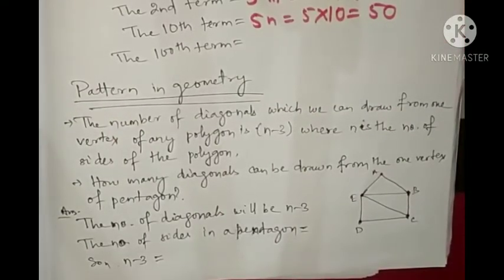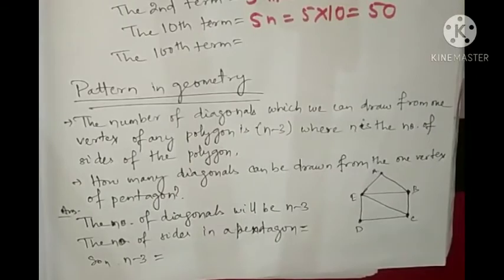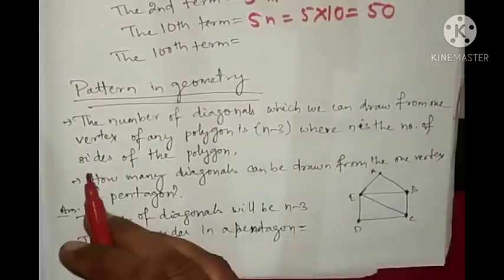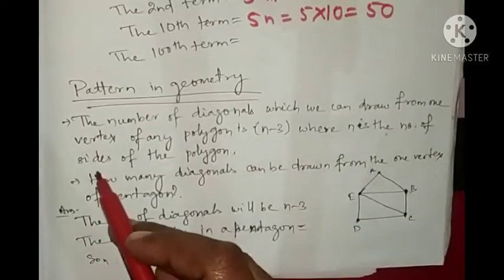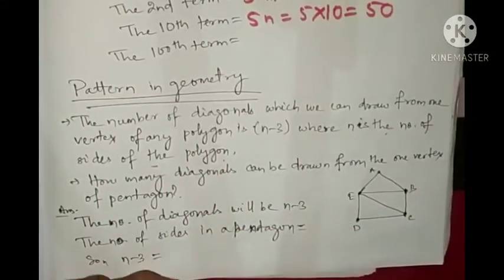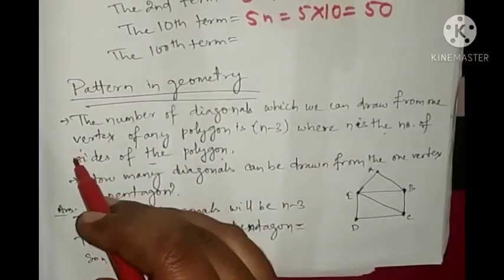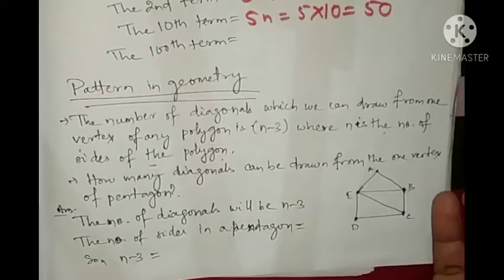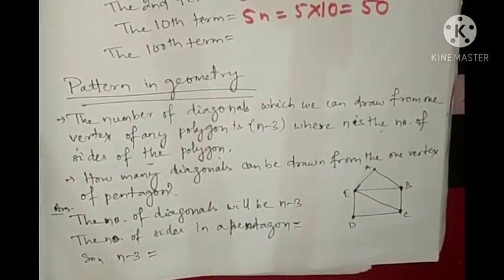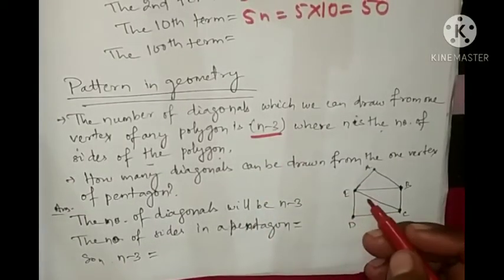Next we'll see patterns in geometry. The number of diagonals which we can draw from one vertex of a polygon is n minus 3, where n is the number of sides of the polygon. So to find how many diagonals can be drawn from one vertex, the formula is n minus 3. Look here, this is a polygon.